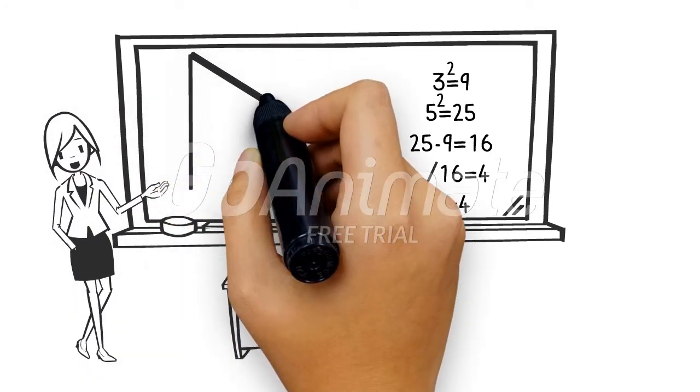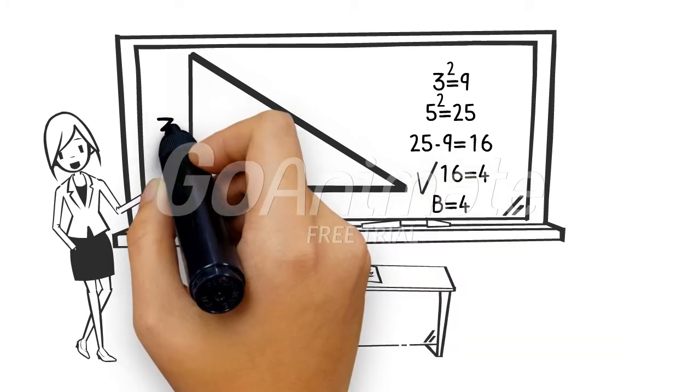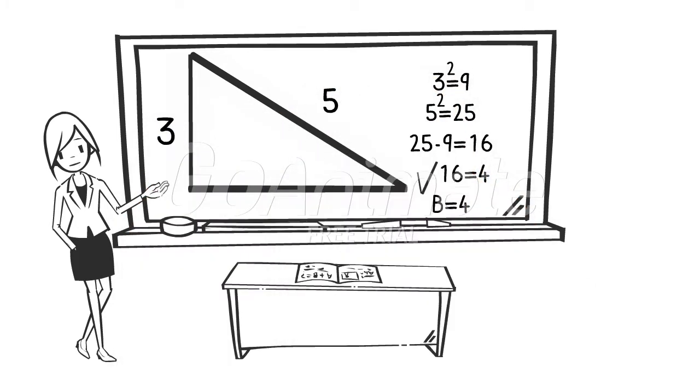Again, use the formula. 3 square equals 9, 5 square equals 25. 25 minus 9 equals 16. Then you find the square root of 16, which is 4. So, b is 4.